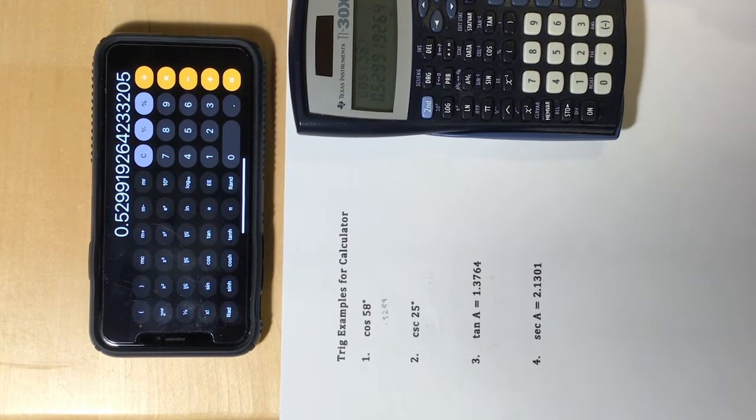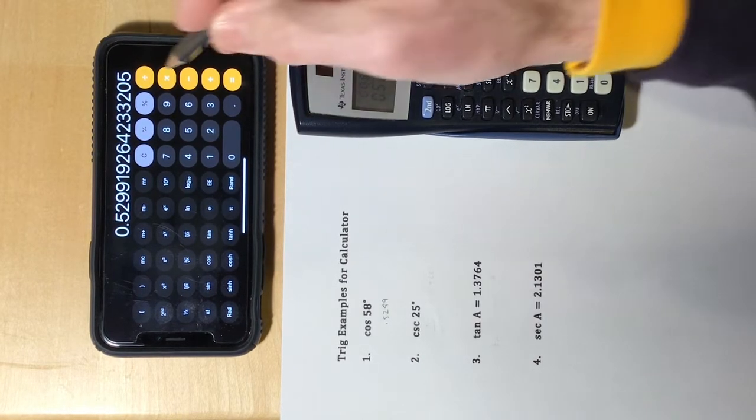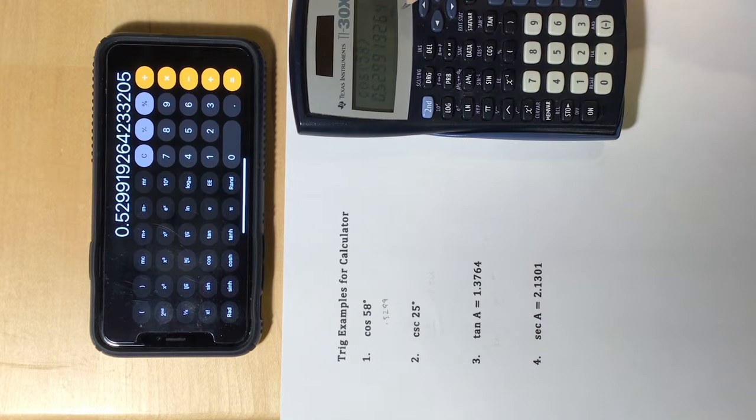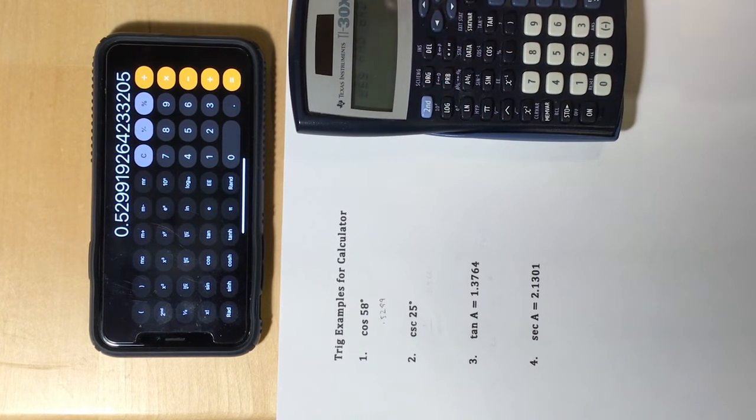Also make sure your calculators are in degrees. These are normally set that way. On these, you have to look down here where it says degree. To change it, hit this little DRG button until it says degree, and you should be good to go.